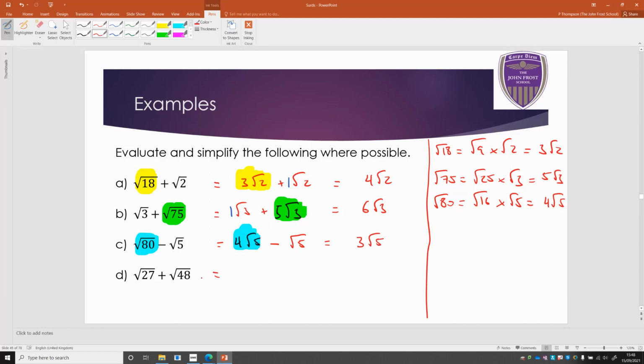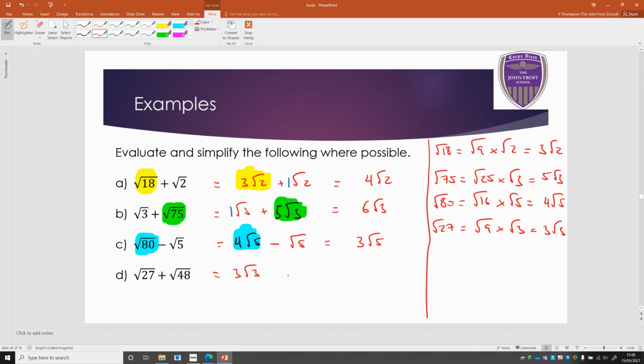And lastly, question D is a bit harder because they're both simplifiable. You can simplify both of these surds. Root 27, again, I've done it many times before, is root 9 times root 3. So it's 3 root 3. So this is 3 root 3.